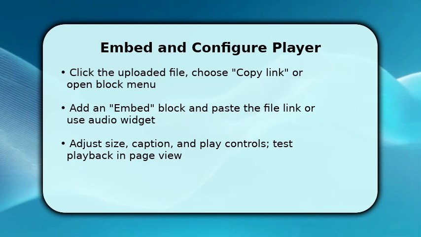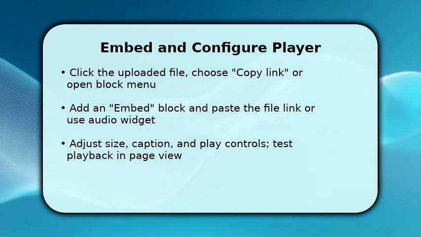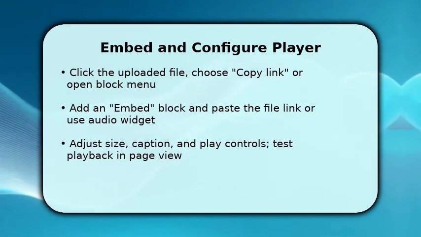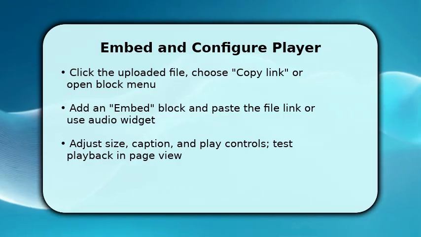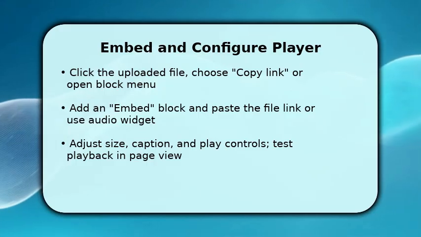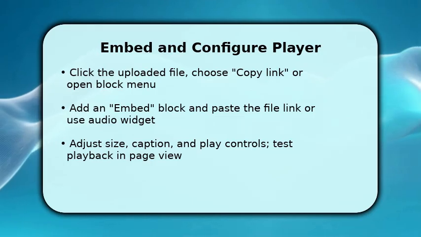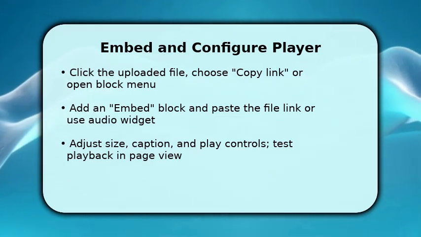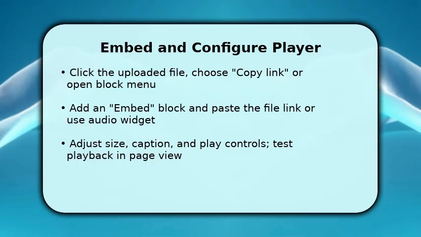Next, you turn the uploaded file into a usable player inside the page. Click the file block and copy its link, or open the block menu to get the direct file URL. Add an embed block and paste that URL, or use a lightweight audio widget that accepts file links. Make sure to resize the embed and add a caption so viewers know what they're hearing. Then test playback in page view. If it plays, you've successfully embedded a functional audio player.